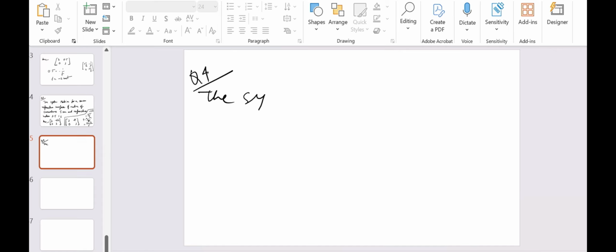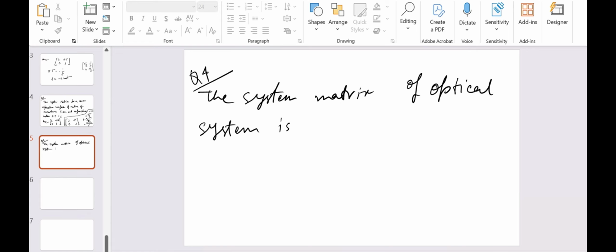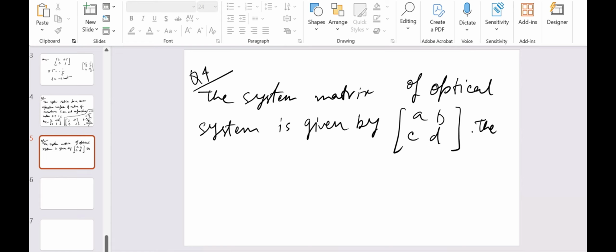The system matrix of an optical system is given by A, B, C, D. Then the magnitude of the optical system would be magnification.